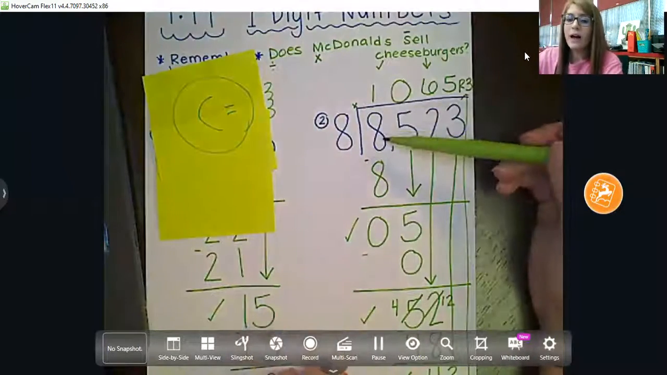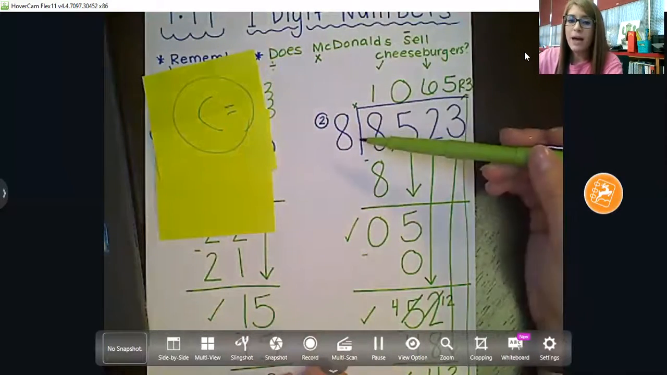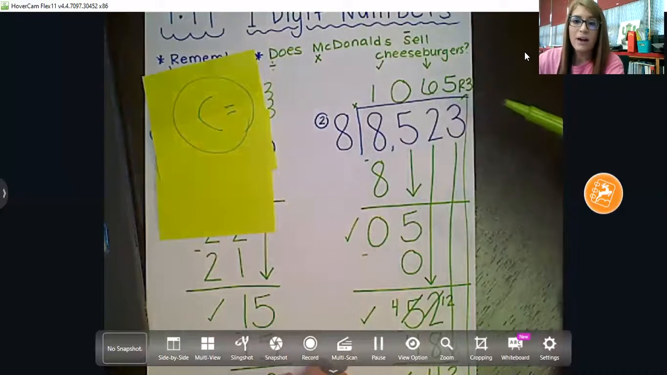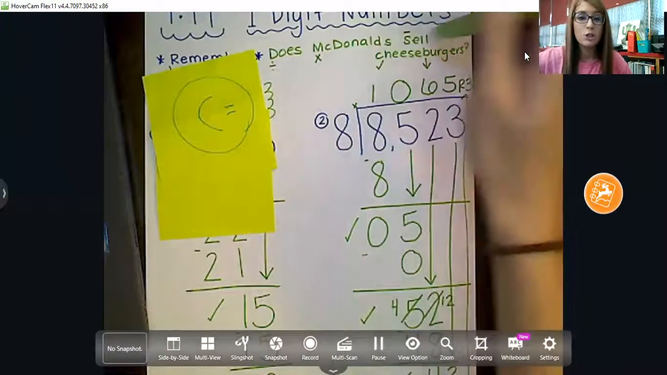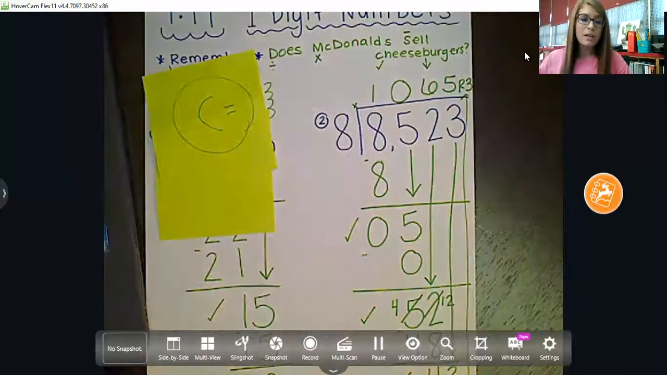So 8,523 divided by 8 is 1,065, remainder of 3. All righty. See? You can do it. The process is the exact same. If you just remember, does McDonald's sell cheeseburgers? And remember those steps, you guys are going to be A-okay.